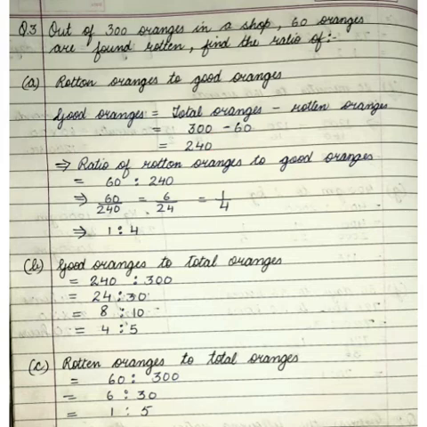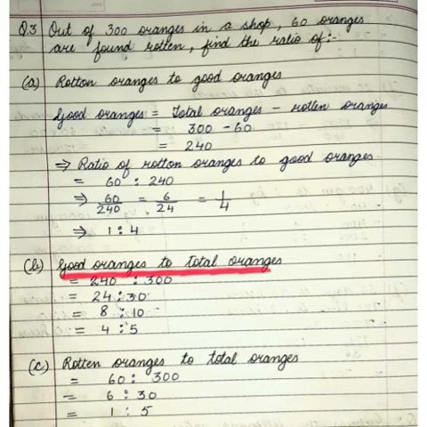Since we have to find the ratio of rotten oranges to good oranges, the rotten oranges are 60 is to good oranges are 240. So 60 is to 240. Converting it into the simplest form, 60 upon 240, 0 and 0 cancelled. Then cancelling it with table of 6, 6 ones are 6, 6 fours are 24. So our answer is 1 is to 4. So rotten oranges to good oranges is 1 is to 4.